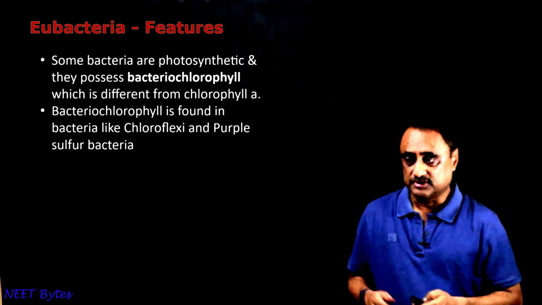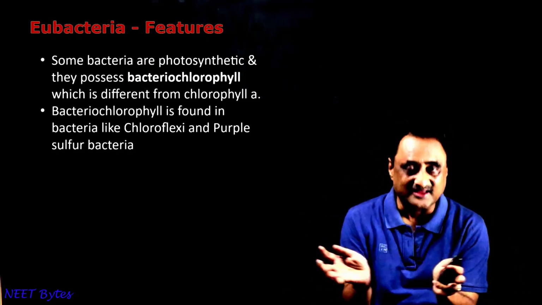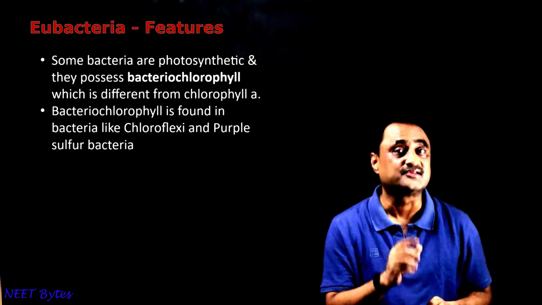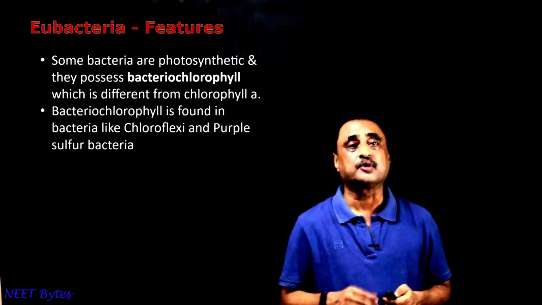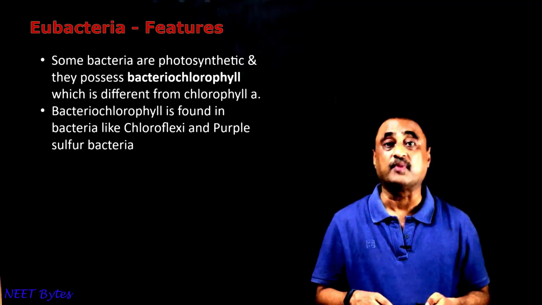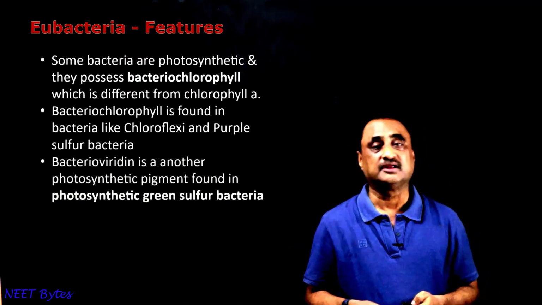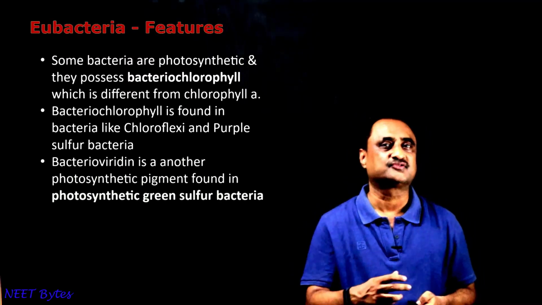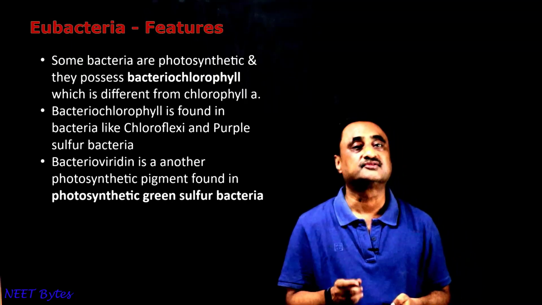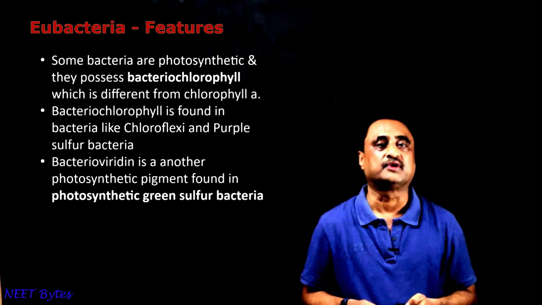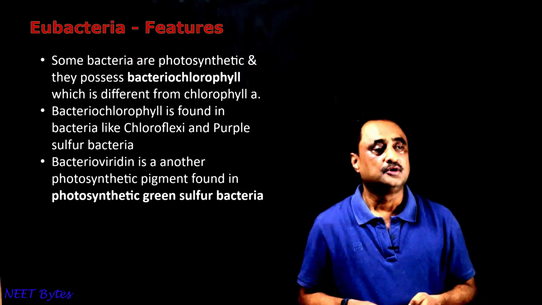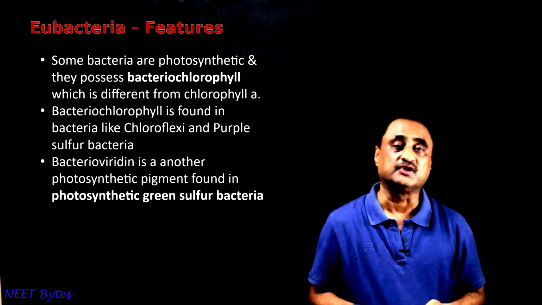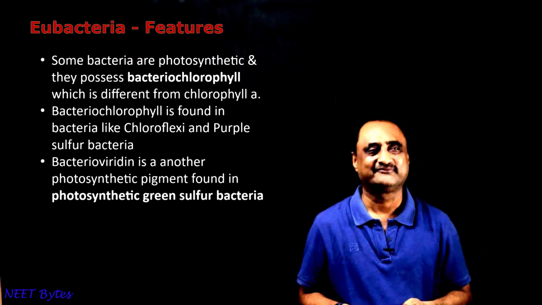Again, there are two categories of photosynthetic bacteria: purple sulfur bacteria and green sulfur bacteria. In purple sulfur bacteria, there is a presence of bacteriochlorophyll. But in green sulfur bacteria, it is not bacteriochlorophyll. Rather, there is chlorobium chlorophyll, which is also known as bacterioviridin. So this bacterioviridin is present in green sulfur bacteria.